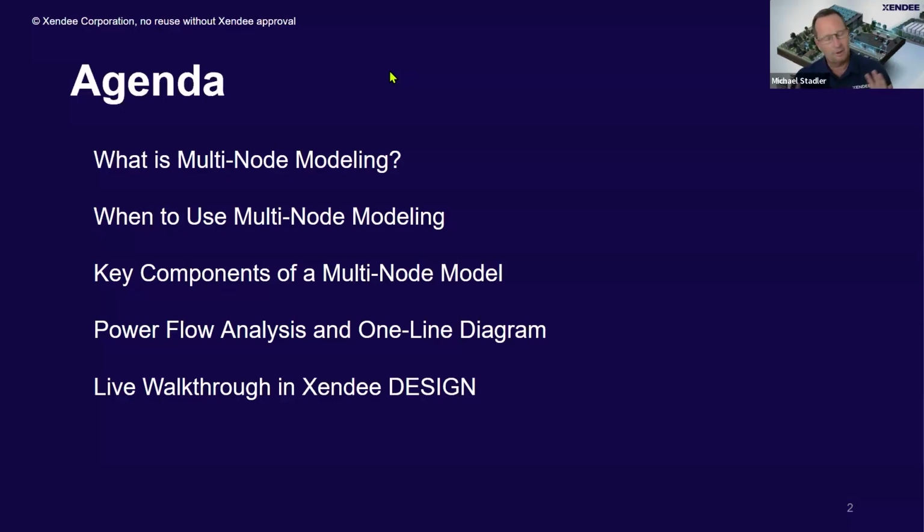So first of all, on a very high level, I will talk about what a multi-node model is, when we should use multi-node modeling, and what are the key features or components in a multi-node. And then I'll talk a little bit about a real powerful analysis and a one-line diagram, which we have in Xendee, but we're not going to debate this in this Xendee University Week because it's a little bit too much. And then there's, of course, the live walkthrough in Xendee Design through Rita.